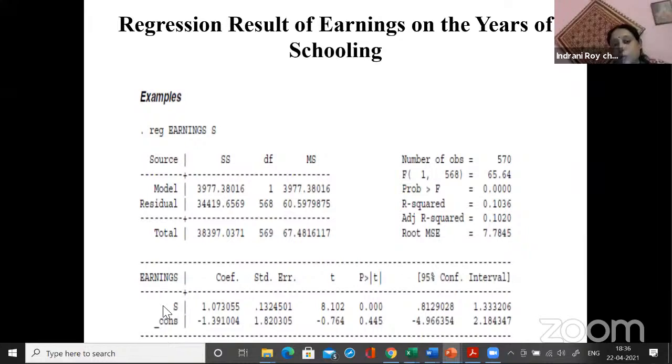So look at the bottom part of this Stata output. What you find is that this is your earnings, and these earnings are regressed with respect to two parameter values. What are these? One is beta naught, which is your autonomous earning, even if your years of schooling is equal to 0. If you put X equal to 0.